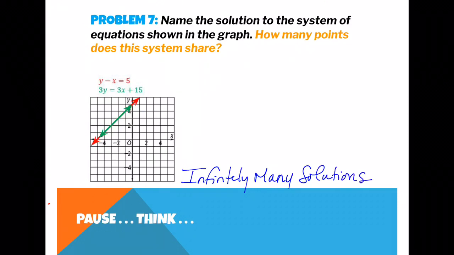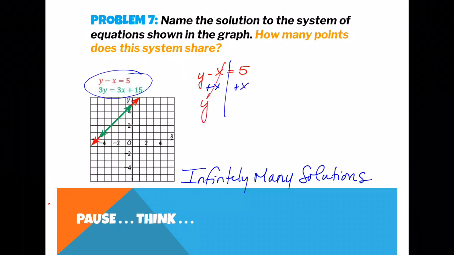But once again, before I'm willing to commit to that, I need to know that these lines not only have the same slope, but also have the same y-intercept, because really they would be the same line, a copy of the same line right on top of each other. So we'll have to put both of these lines in slope-intercept form. So let's start with the red line. y minus x equals 5. So I'm going to add x to both sides of this equation. The x's cancel out. I'll get y equals x plus 5.